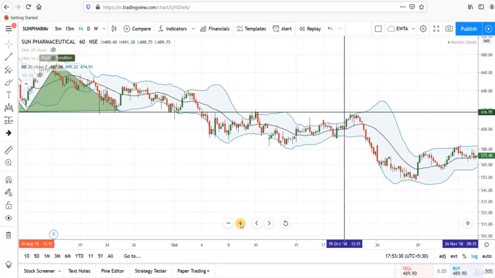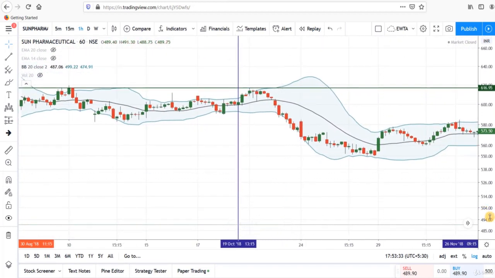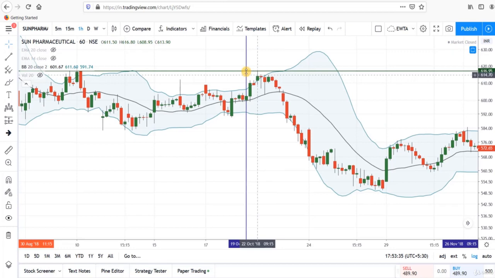So with the help of support and resistance, we can avoid fake signals, and see after resisting this line, there was a sharp downfall in the prices. At this candle, bands are going apart. It means volatility is increasing. So we can get an idea here that downtrend may continue, and you can see prices are trading near the lower band. Downtrend can continue for some time more.